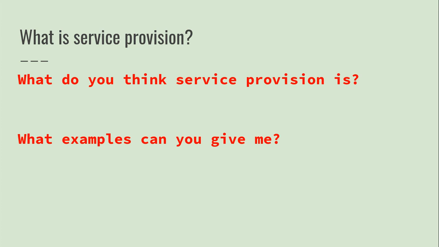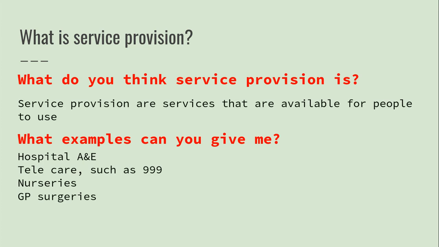So I'm hoping that you've now done that, or at least given it a go. So here is what the answers are. Service provision are services that are available for all people to use. Basically, provision is just a fancy term for services that are available. Underneath I've put some examples in, such as hospital accident and emergency, telephone care such as 999, 111, 101. I think they're all still around, but you know what I mean. Children's nurseries is another one, and GP surgeries, as these services are all available for people to use in the general public.